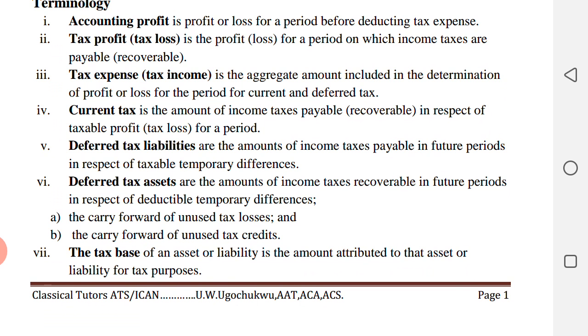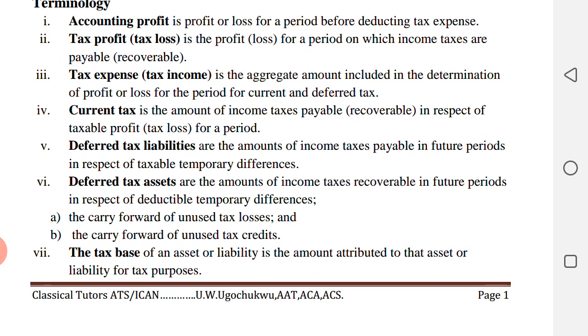What is tax expense? Tax expense is the aggregate amount included in the determination of profit or loss for the period for current and deferred tax. The tax expense is normally the tax they provide for, and you adjust for the over-provision and under-provision. If there is any increase or decrease in deferred tax, you adjust for it. So that amount is your tax expense. That is what will show in our statement of profit or loss.